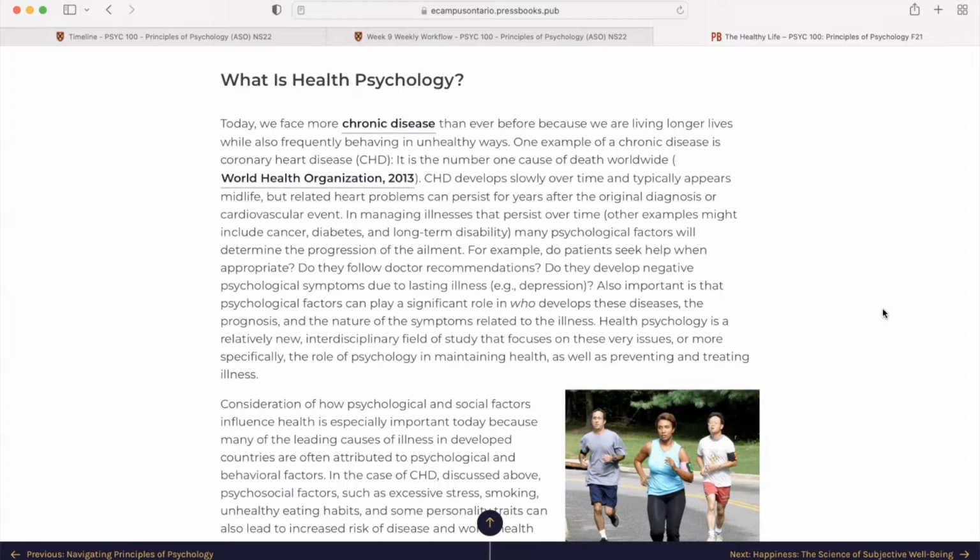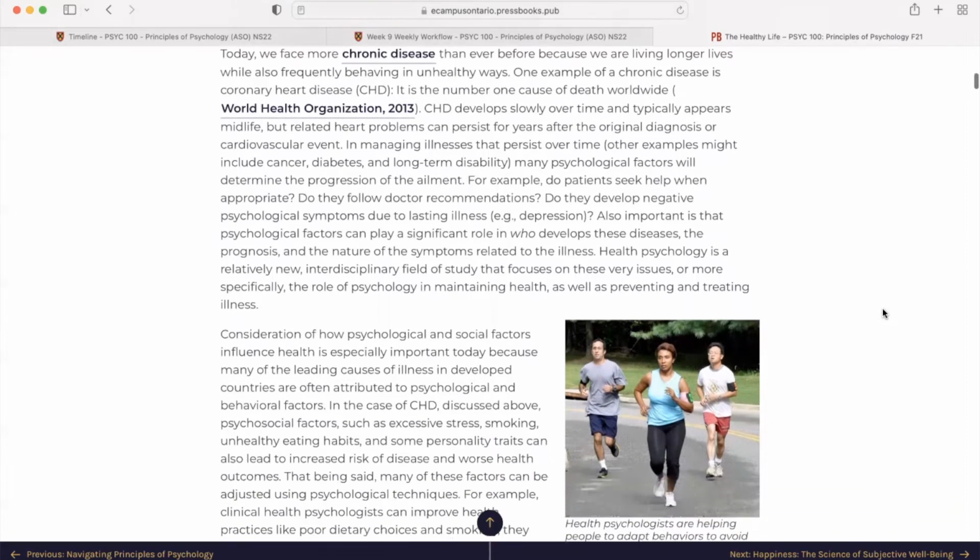Many psychological factors will determine the progression of the ailment. For example, do patients seek help when appropriate? Do they follow doctor recommendations? Do they develop negative psychological symptoms due to lasting illness, for example, depression? Also important is that psychological factors can play a significant role in who develops these diseases, the prognosis, and the nature of the symptoms related to the illness.